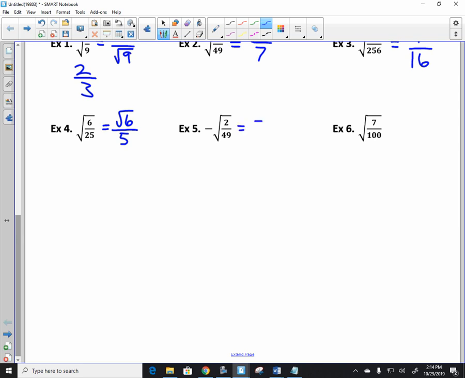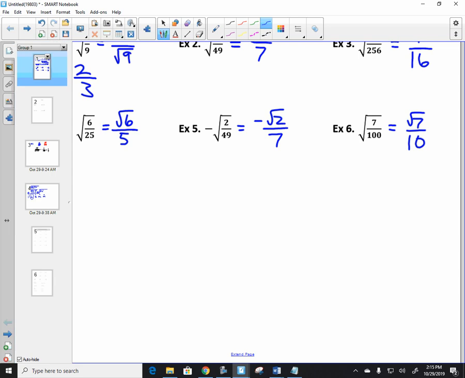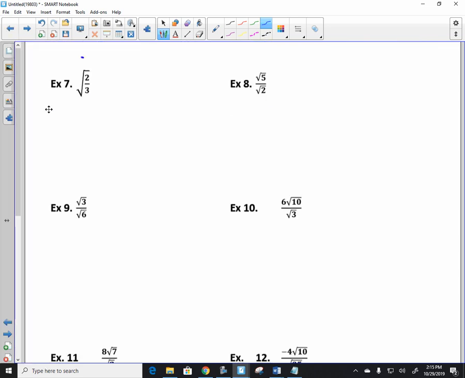Next one, we say negative square root of 2 over 7. And we say that that's fine. You can put the negative with the top or the bottom or out front, just as long as you have one negative. And next one, we got square root of 7 over 10. But then you flip it over, you look at the backside. Here we got square root of 2 over square root of 3.